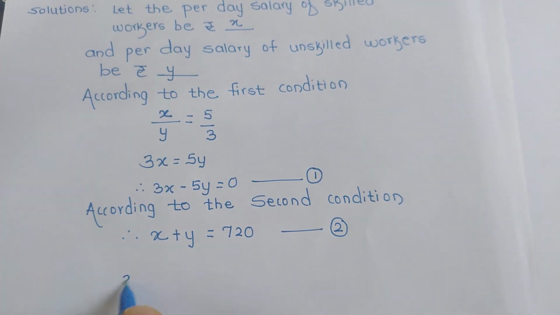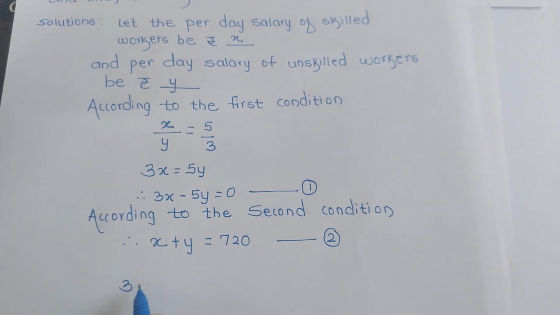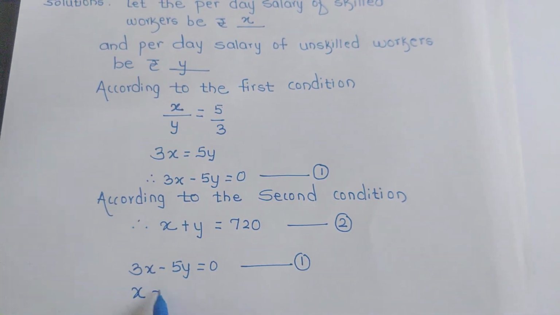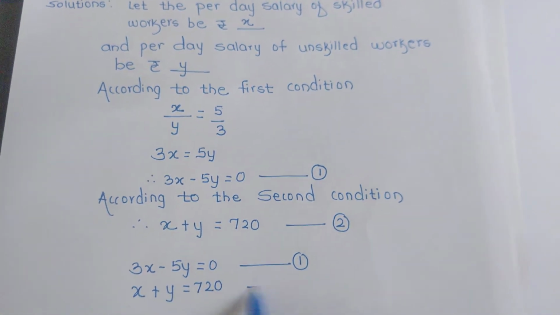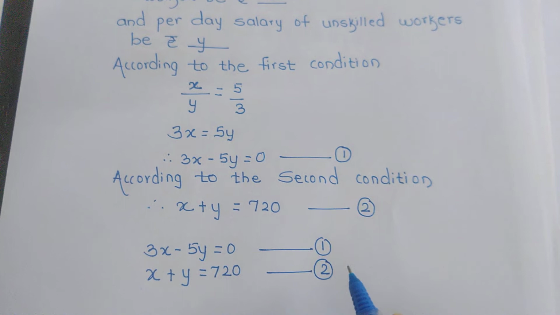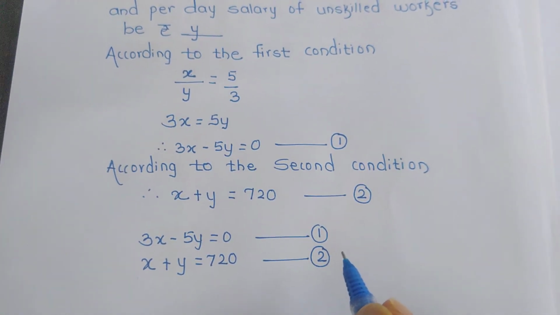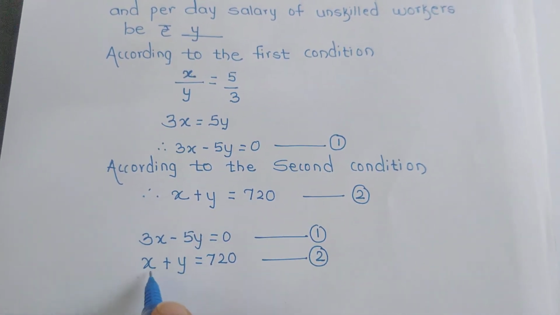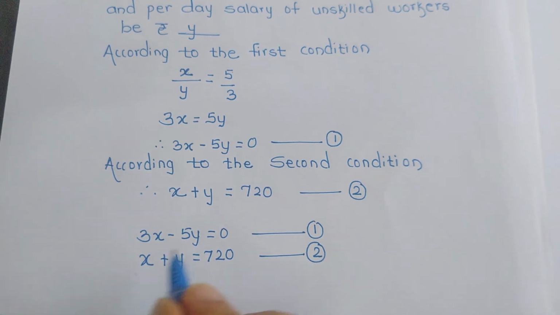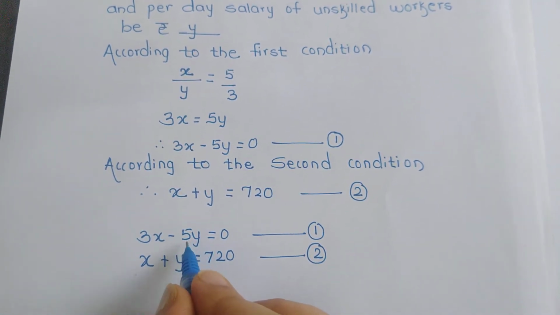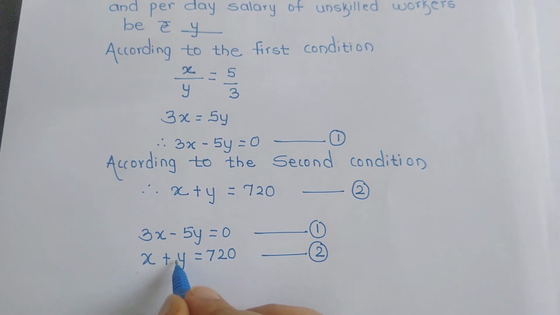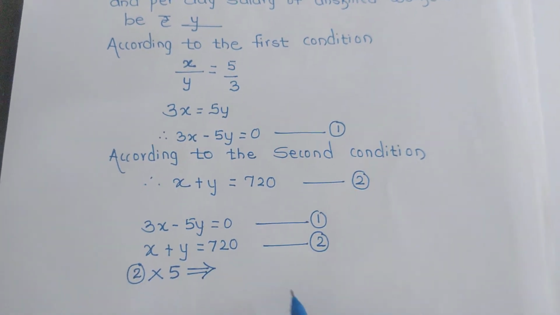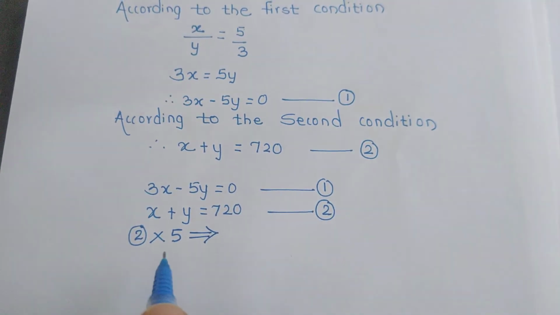For this we write both the equations one below the other. Our first equation is 3x minus 5y is 0, and our second equation is x plus y equal to 720. The first step in solving simultaneous equations is to make the coefficients of either of the variables the same. Here the coefficient of y is 5 in the first equation and 1 in the second equation. So we multiply equation 2 by 5. When you multiply, always be careful to multiply each term with the number.